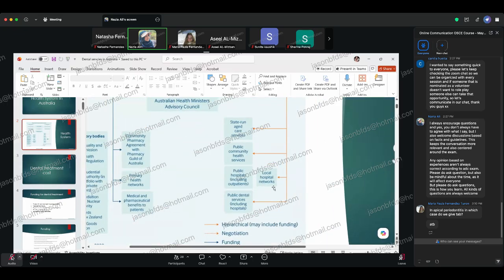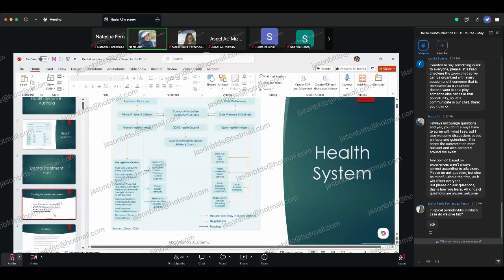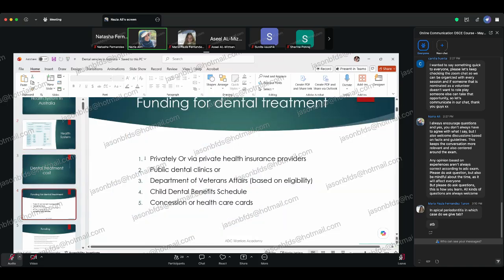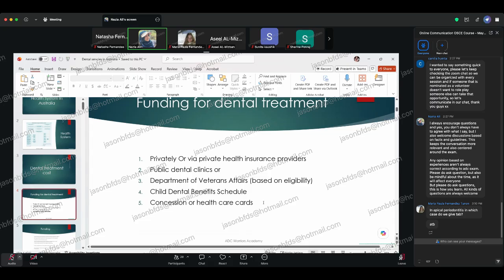And you can see local hospital networks where they have these communities, and different clinics working under them. Where does the funding come from? Right? So there's private, public, veterans, child benefit, concession or healthcare cards. And then in the OSCEs, you just have to work around it: okay, this patient, I'm going to give this option if they're struggling financially. Financial is a big issue.